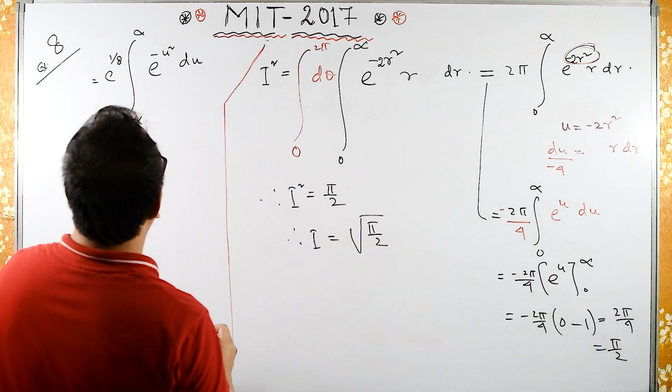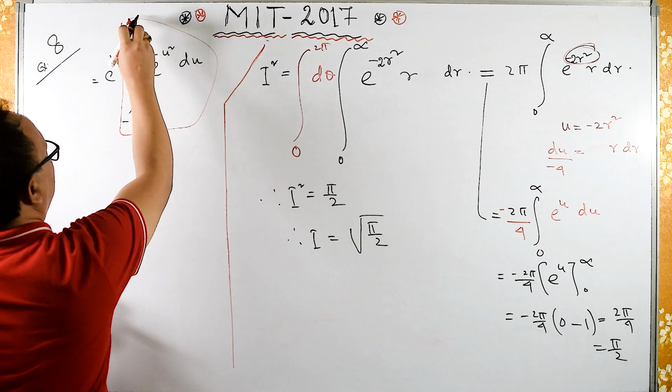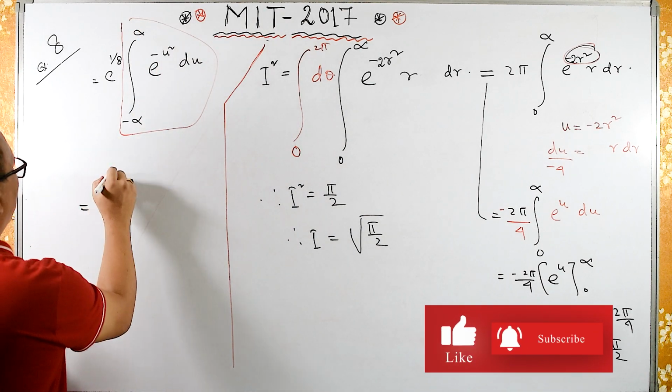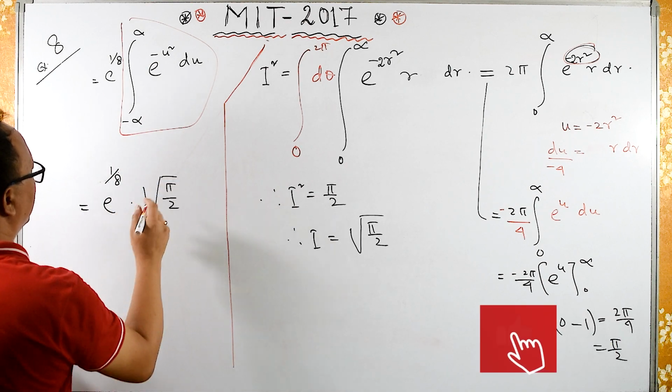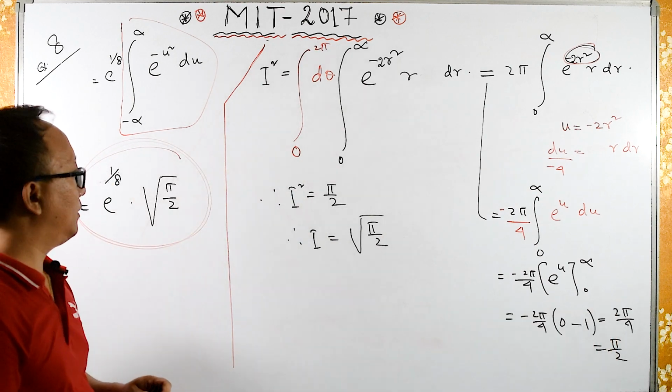Now, we were solving only this part. Therefore this integral equals e raised to 1 by 8 into square root of pi. This is the required answer.